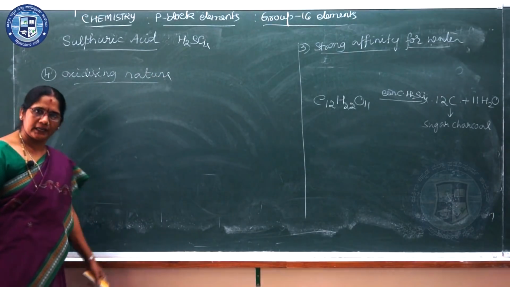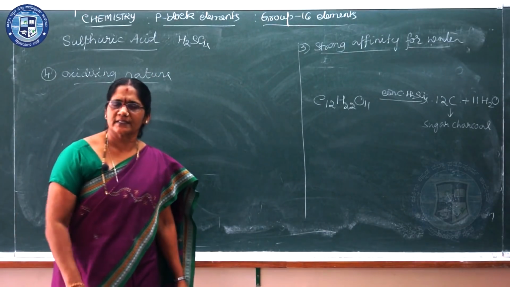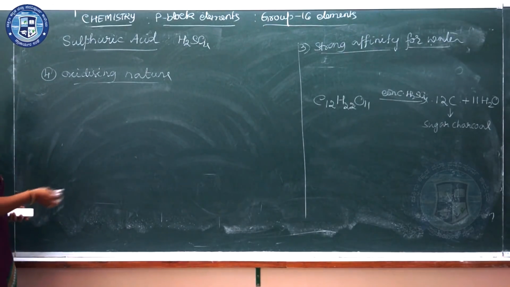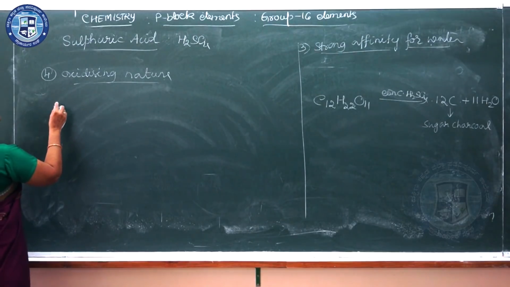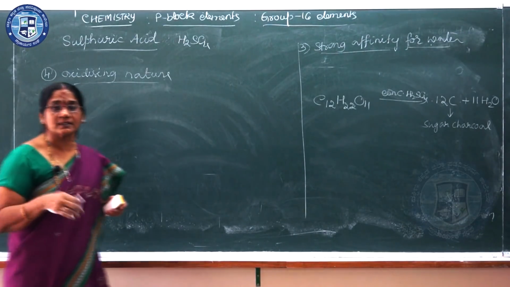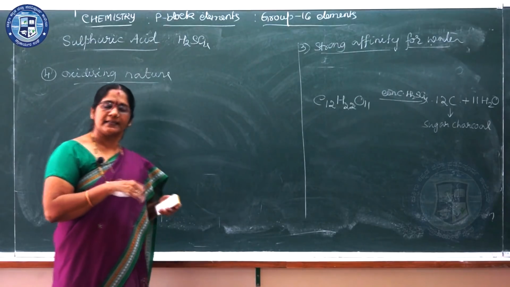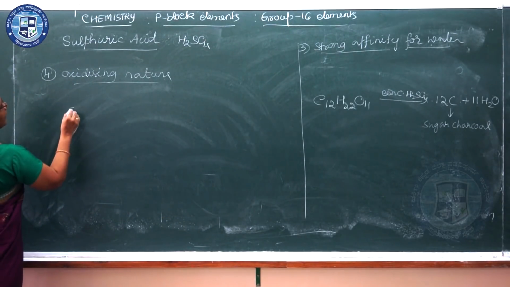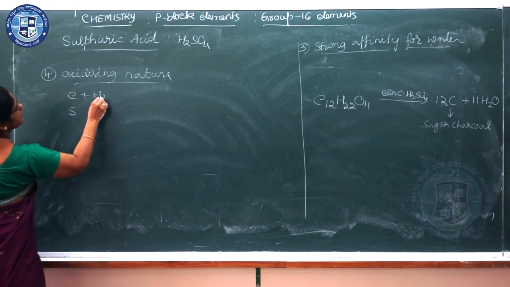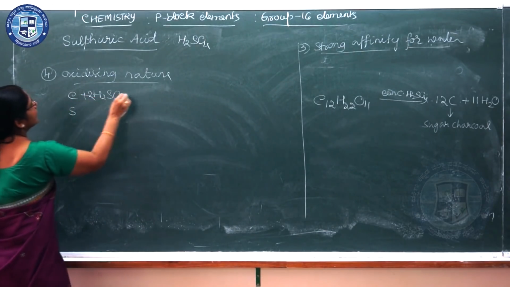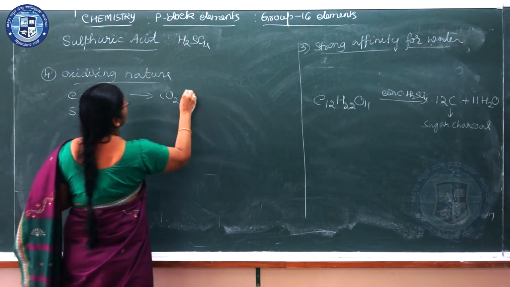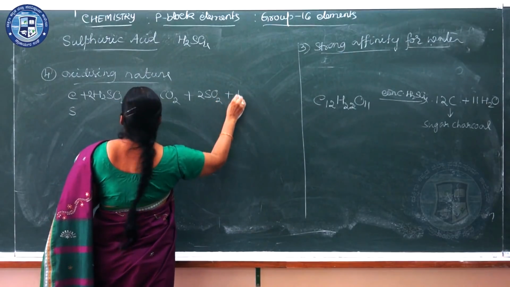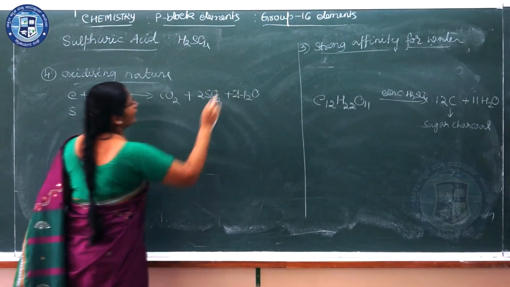Sulfuric acid is a moderately good oxidizing agent. It oxidizes many metals and non-metals into sulfates, etc. It gets reduced to sulfur dioxide and it oxidizes the metals and the non-metals. For example, I can take carbon and add sulfuric acid. It gets oxidized to carbon dioxide, while itself getting reduced to sulfur dioxide, with the formation of water.